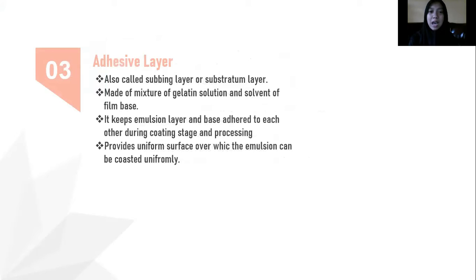Number 3, adhesive layer, also called subbing layer or substratum layer, made of a mixture of gelatin solution and solvent of film base. It keeps emulsion layer and base adherent to each other during cutting stage and processing. Provides a uniform surface over which the emulsion can be coated uniformly.